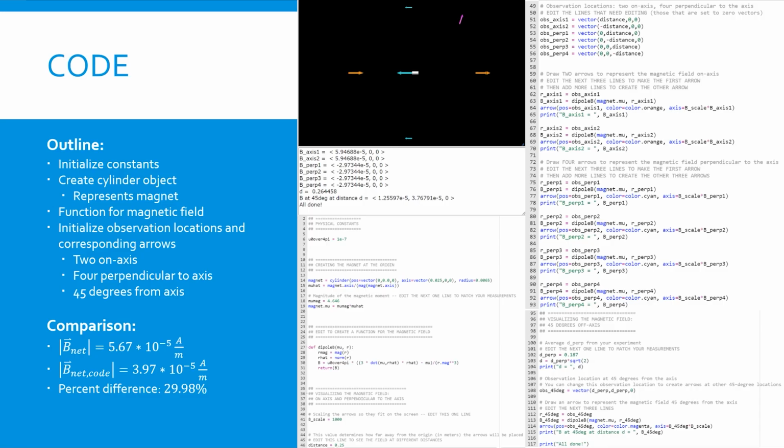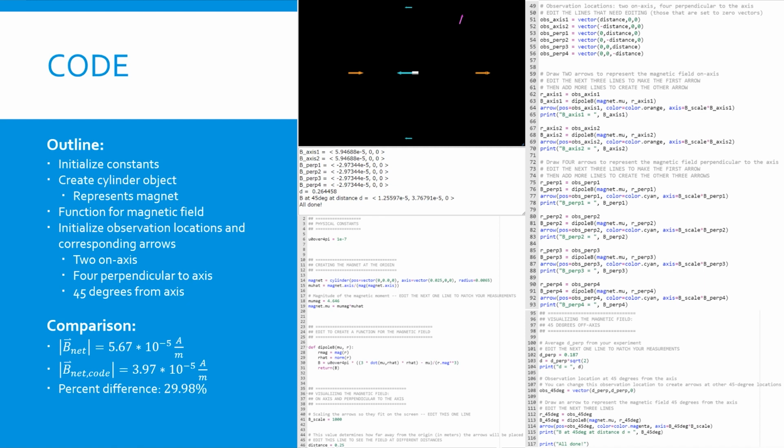Here is the code and output screen from GlowScript. I started by initializing any physical constants. I then defined a function to calculate the magnetic field of a magnetic dipole and initialized 7 observation locations, including 2 parallel to the magnetic dipole, 4 perpendicular, and 1 off-axis.